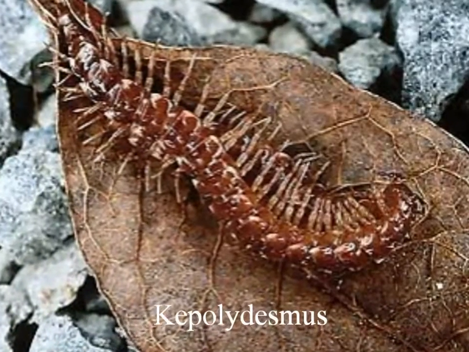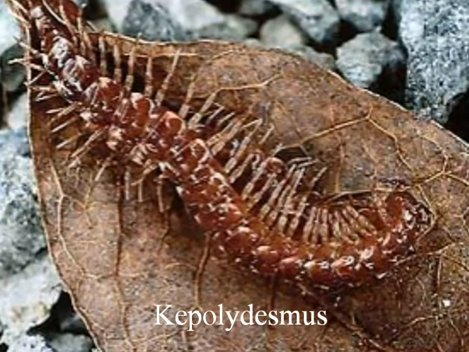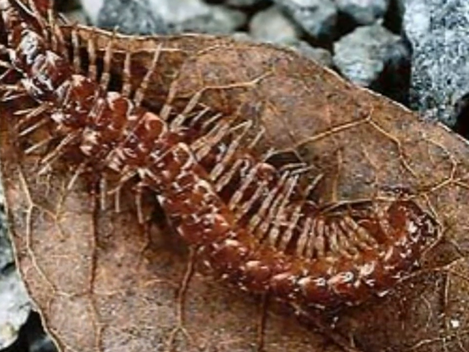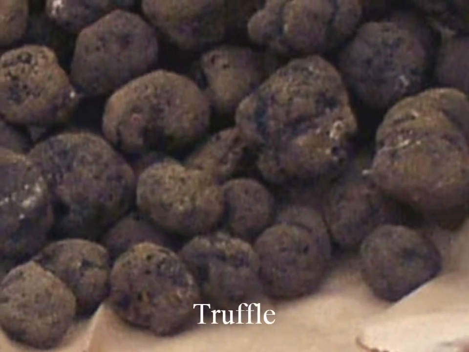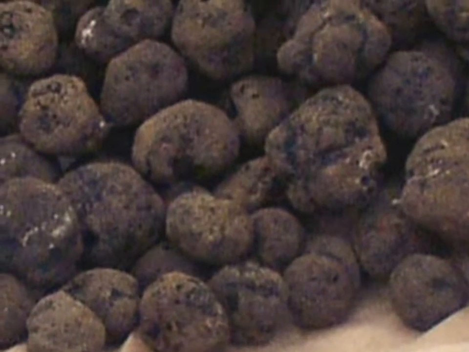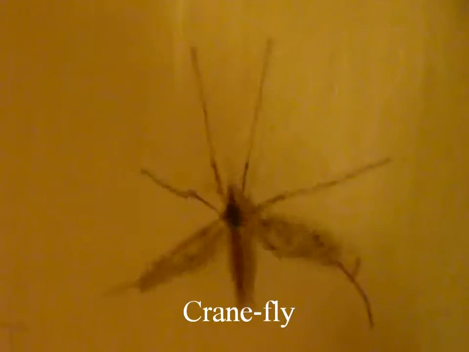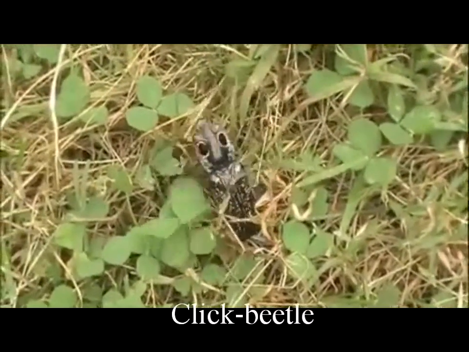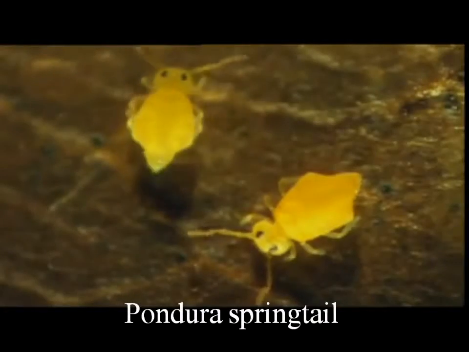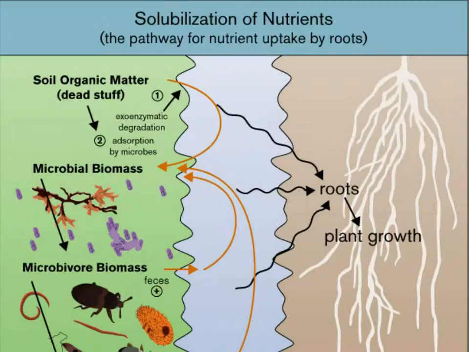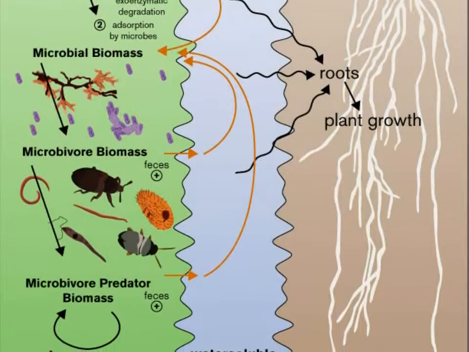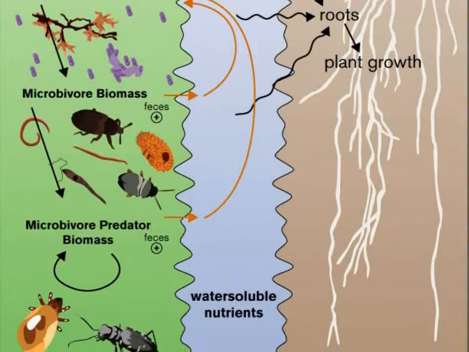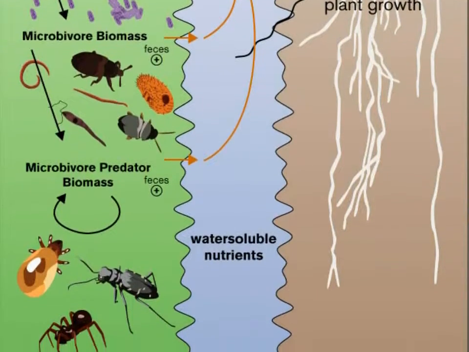Some decomposers, such as Cepoledesmus, specialize on leaf litter from broadleaf deciduous trees. Fungi, such as chanterelles and truffles, feed on both conifer and deciduous leaf litter. Some decomposers eat dead roots, such as cranefly and click beetle. Still other decomposers, such as Pondura springtails, feed on pollen that falls from wind-pollinated plants. All this feeding by decomposers returns the nutrients stuck inside dead plant biomass back to the soil where plants can use it again to make live biomass.